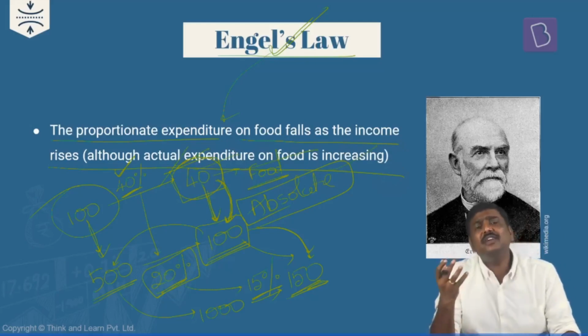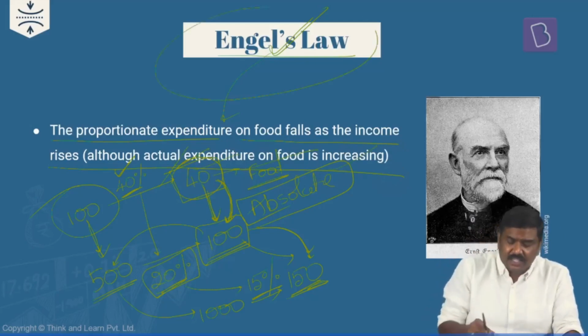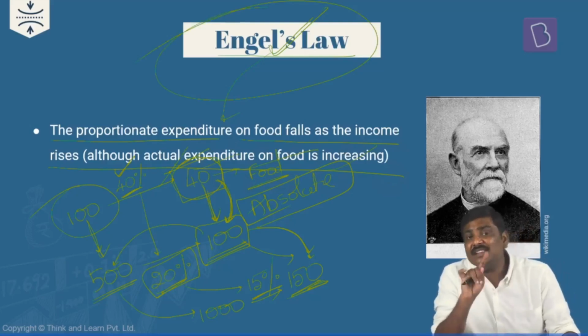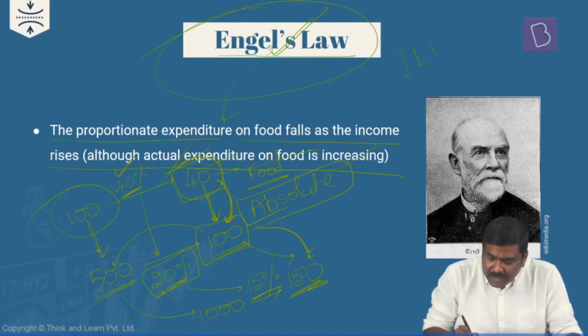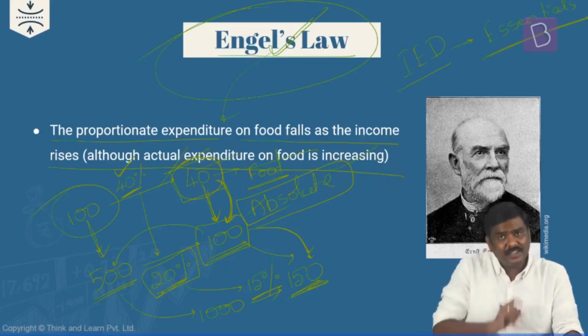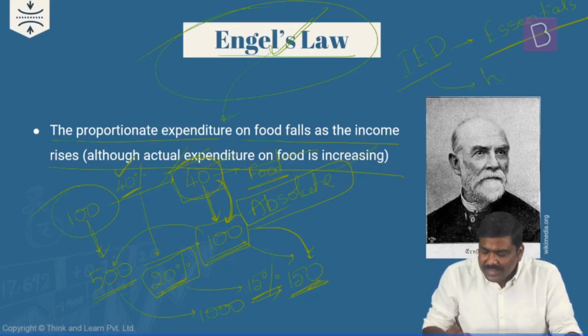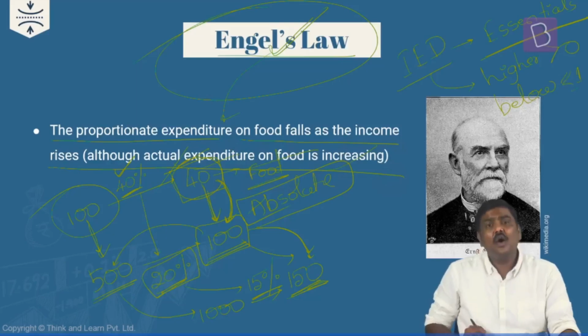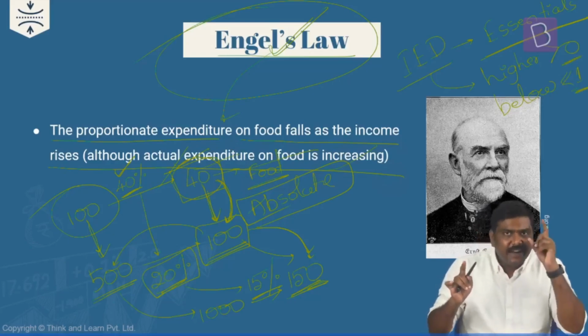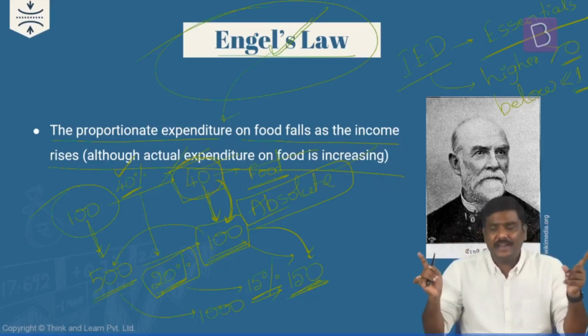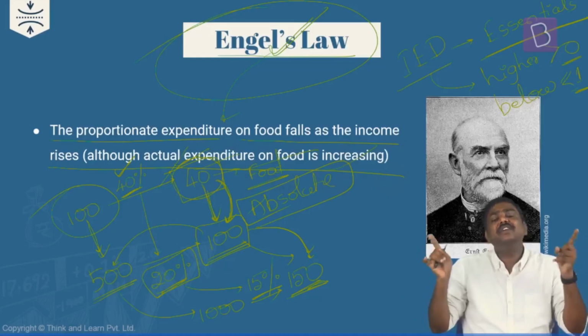What do you infer from this? Why am I discussing Engel's law in the context of income elasticity of demand? Understand this very carefully. Whenever you're going to talk about income elasticity of demand for essentials, it will always be higher than 0 but below 1. Is it okay? It will always be higher than 0 and below 1. It will never hit 0. It will never hit 1. It will always be between 0 and 1.